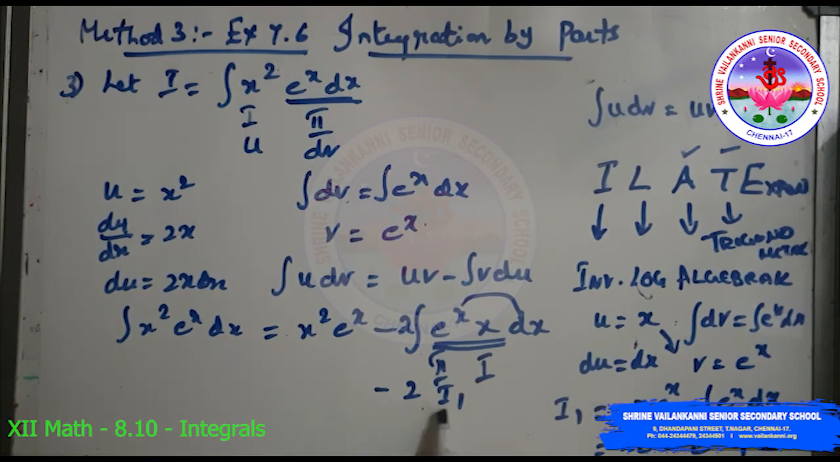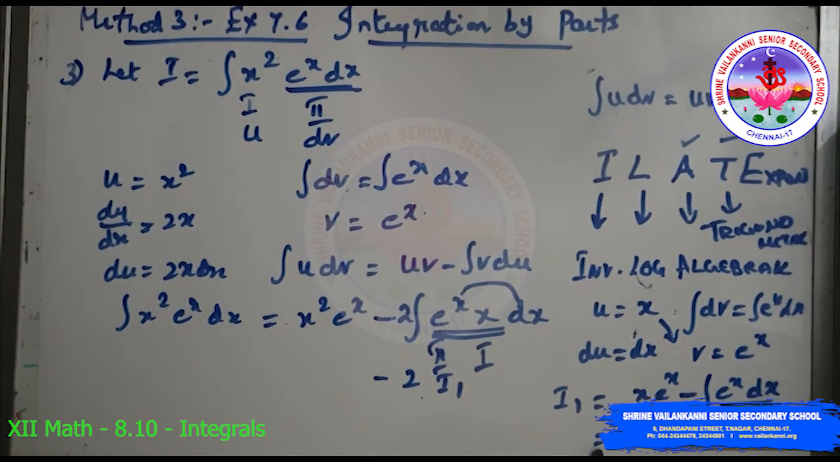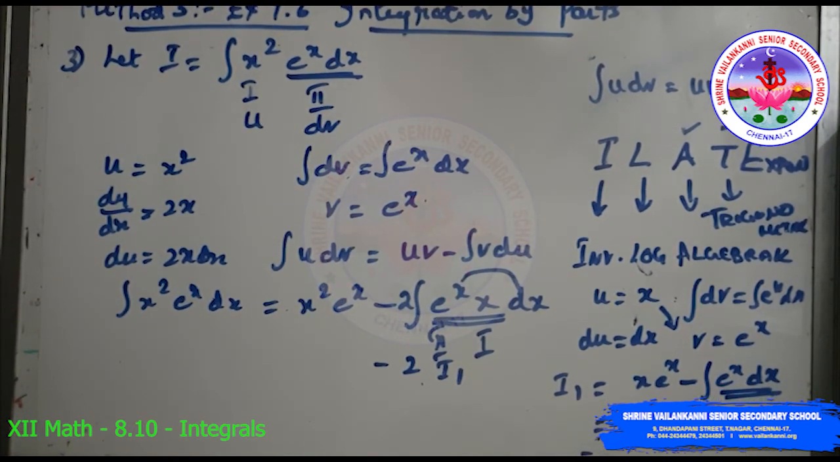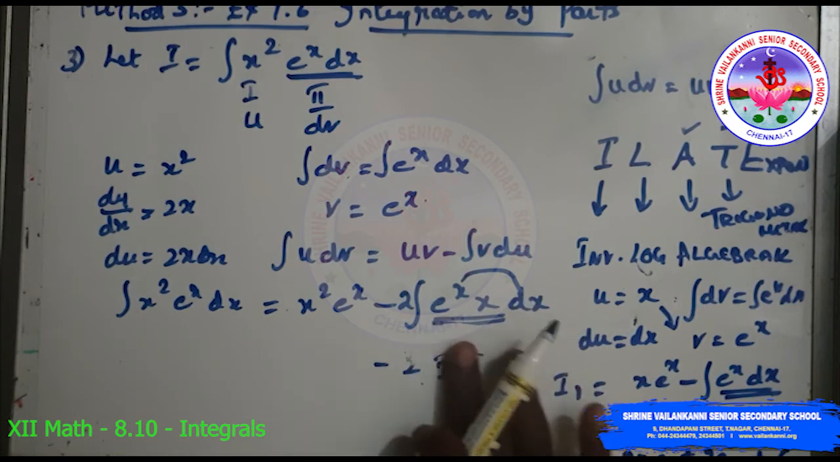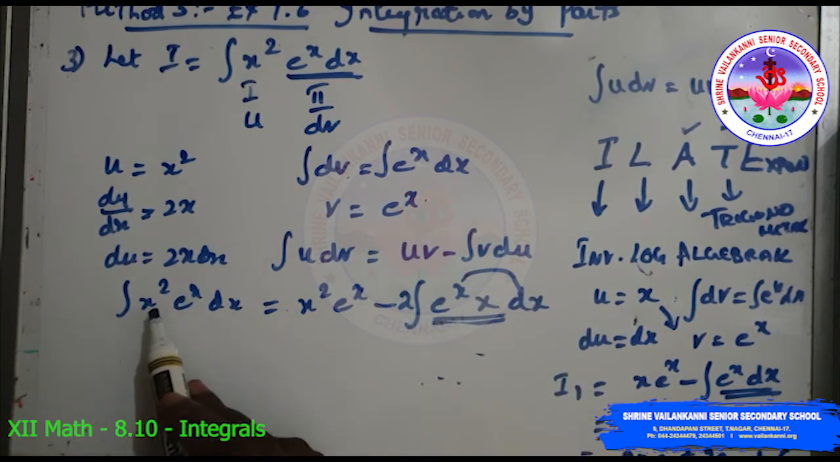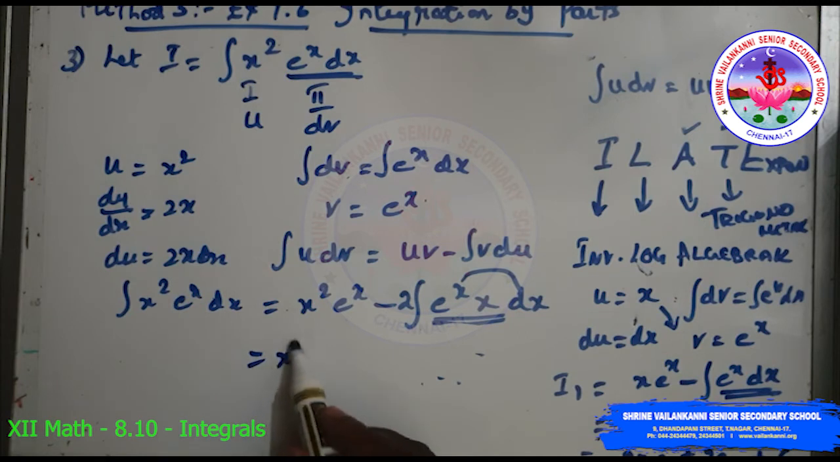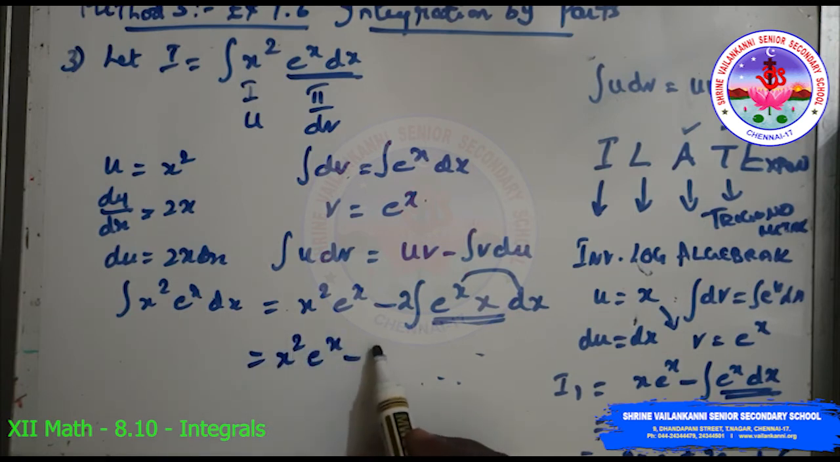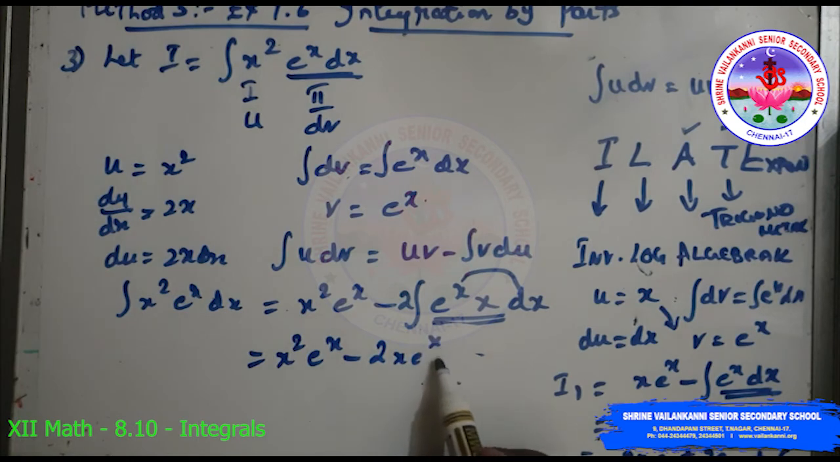Here we have minus 2 into I1. So I have to multiply the whole function by minus 2. So I'll get minus 2 x into e power x, minus into minus plus 2 e power x plus c. So I have to rewrite this. So integral of x square e power x dx is equal to x square e power x minus 2x e power x plus 2 e power x plus c.